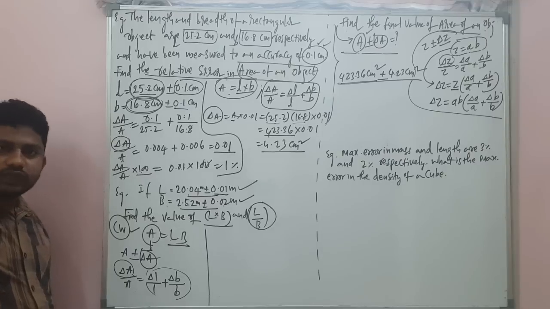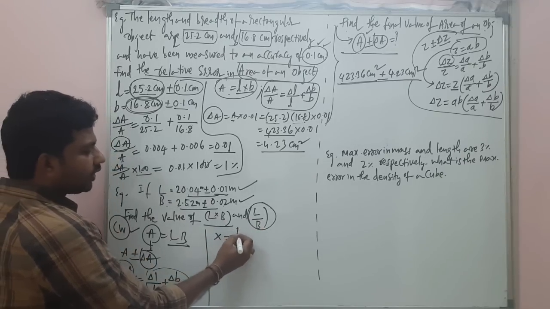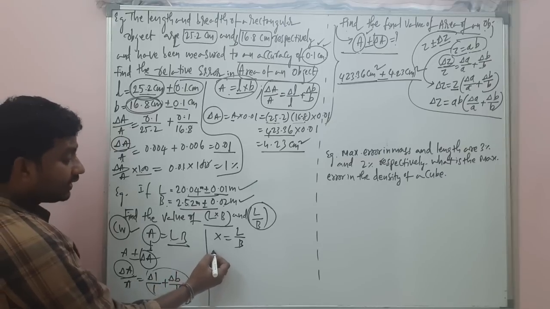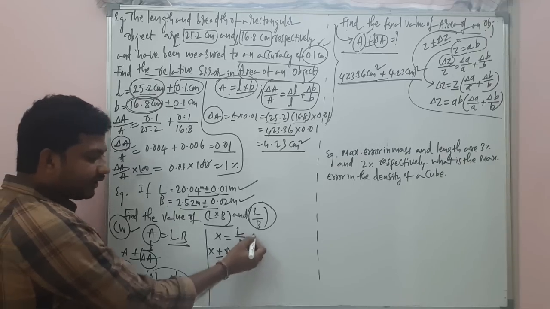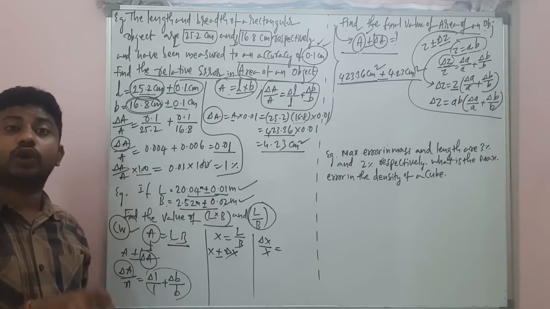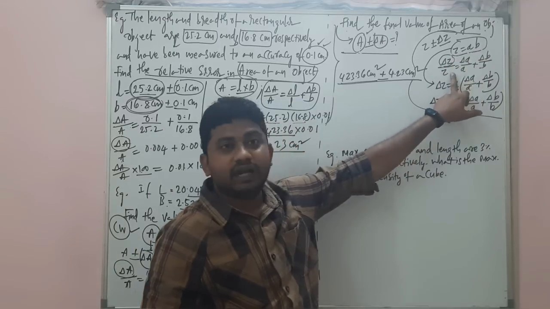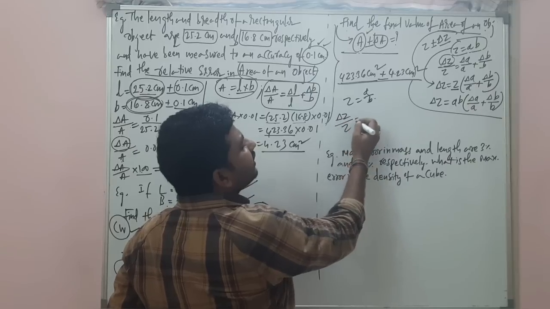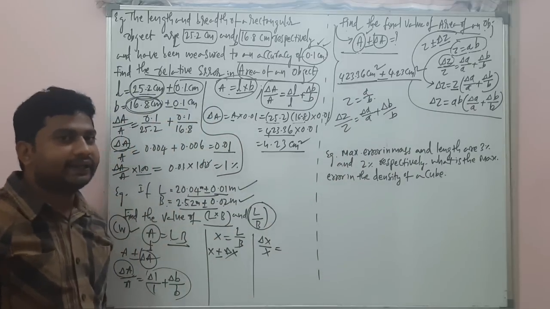Now, look here, my dear students. L by B. Imagine this is a physical quantity called X. X is equal to L by B. What do I need? I need X plus or minus delta X. Delta X, how can I find it? Delta X by X is equal to, see, there is a relative error in case of division also. In case of Z is equal to A by B, delta Z by Z is equal to delta A by A plus delta B by B. Alright. Clear?